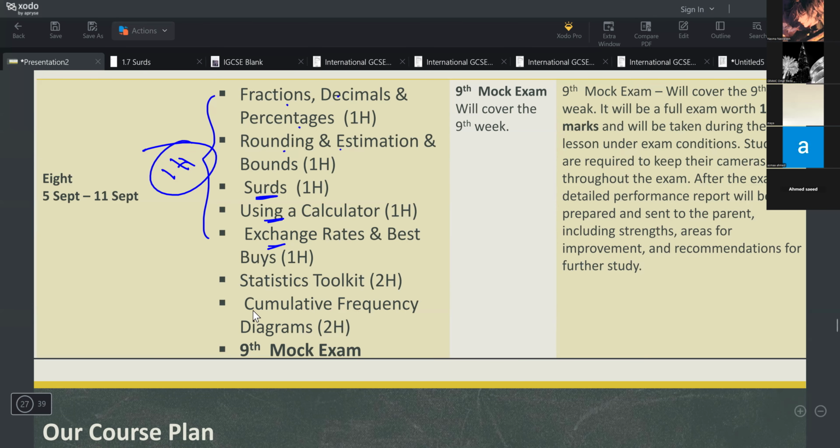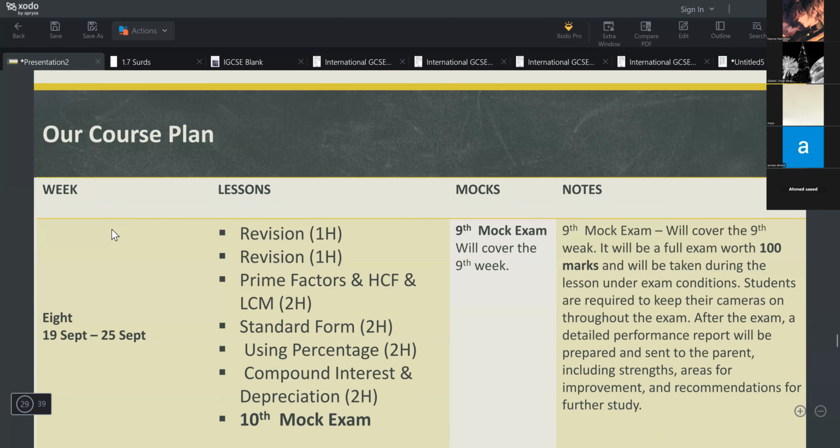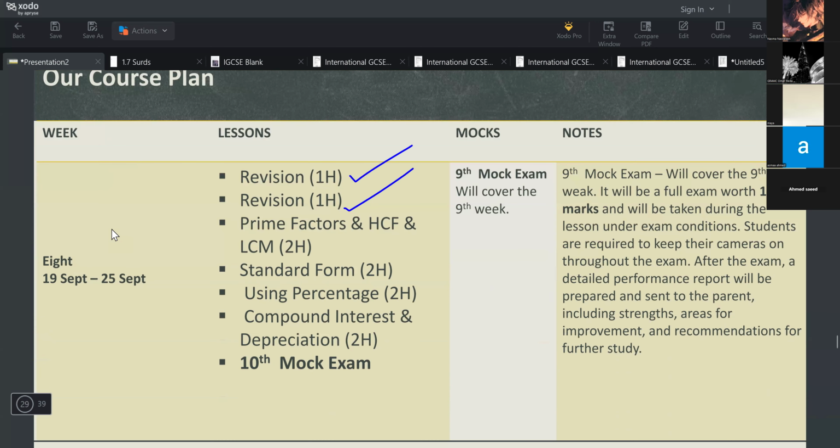And statistics, cumulative frequency for Paper 2 each. 2 sessions for each one. We will start revision, 1 each, between 12 September and 18 September. And we will complete Paper 2 lessons: ratio toolkit, ratio problem solving, direct and inverse proportion. This is for Paper 1 each, and this is for Paper 2 each. Next week, we will continue revision, Paper 1, and we try to finish Paper 2 each.